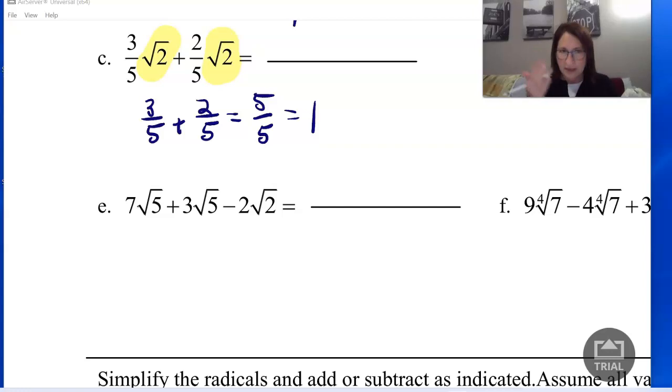Well, I'm not going to put an implied 1. When I add these, I just get square root of 2, because to put the 1 in front doesn't really do anything, okay? It's just an implied 1 in front.